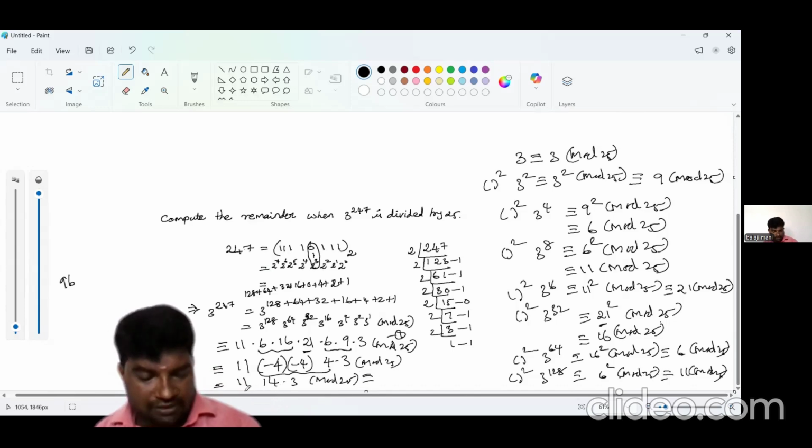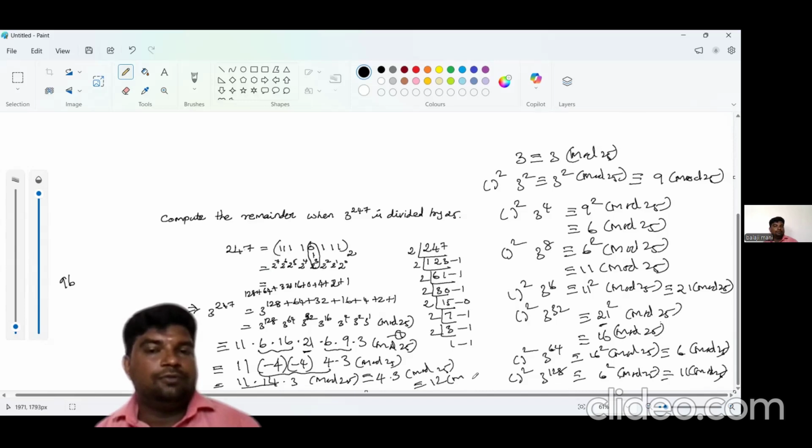And from the product of 11 and 14, we get 154. Dividing 154 by 25, we get the remainder 4, times 3 modulo 25. So finally 4 times 3 is 12. So finally we get the remainder is 12. So the required remainder is 12.